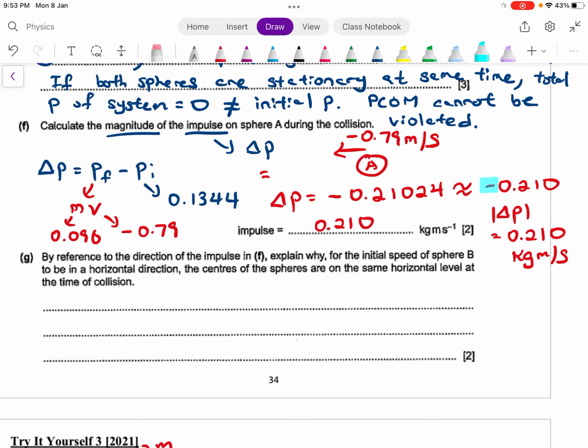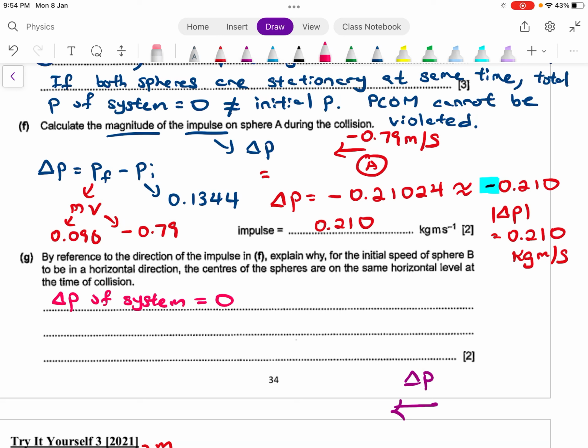For part G, we are asked to refer to the direction of the impulse in part F. The direction of impulse you can see is negative, meaning that the change in momentum is towards the left hand side. Now explain why the initial speed of sphere B has to be in the horizontal direction, given that the centers of the spheres are on the same horizontal level at the time of collision. We must understand that by PCOM, the delta P, the change in momentum of the system, must be equal to zero. So the PCOM states that there shouldn't be any change in momentum.